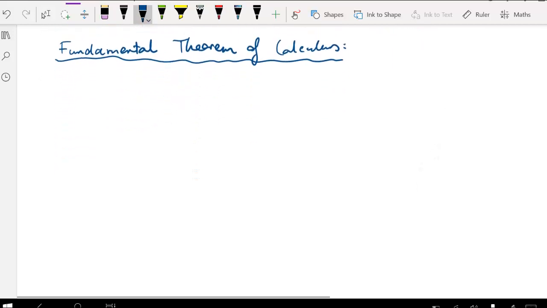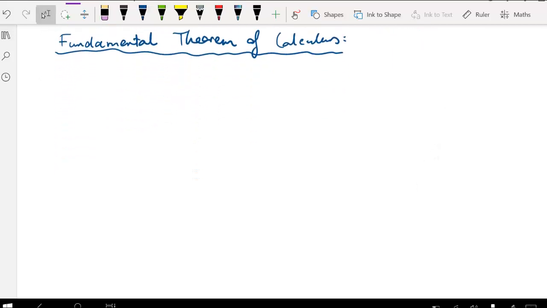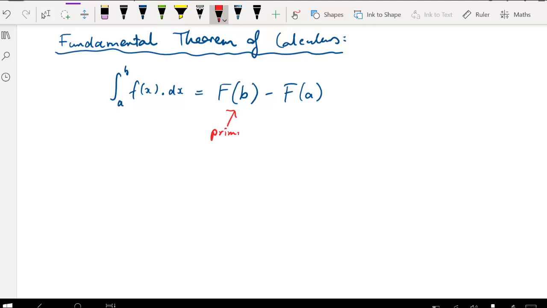Okay, so first off, looking at the fundamental theorem of calculus, it is simply that the integral between 2 points b and a of some function with respect to x will be the difference between the primitives of each of those points. So in other words, this is the primitive, that capital F, and we're subbing in those 2 points b and a.